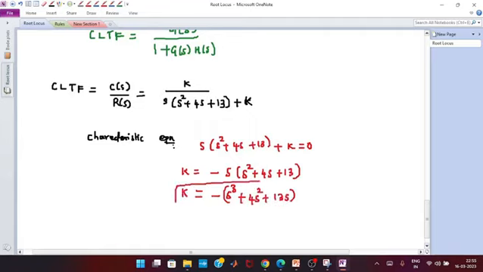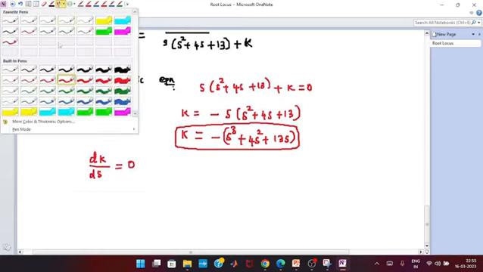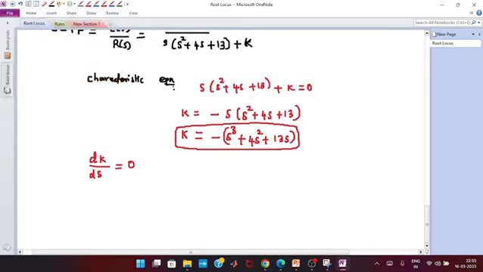Now, if you want to find the break-in point or breakaway point, what will you do? You will differentiate k with respect to s and equate it to 0. We know the value of k here, so k is this one. Now I will find the differentiation. What is the differentiation of minus s³? Minus 3s². And for 4s², the differentiation is 8s. And for 13s, that is 13. So this is the equation.